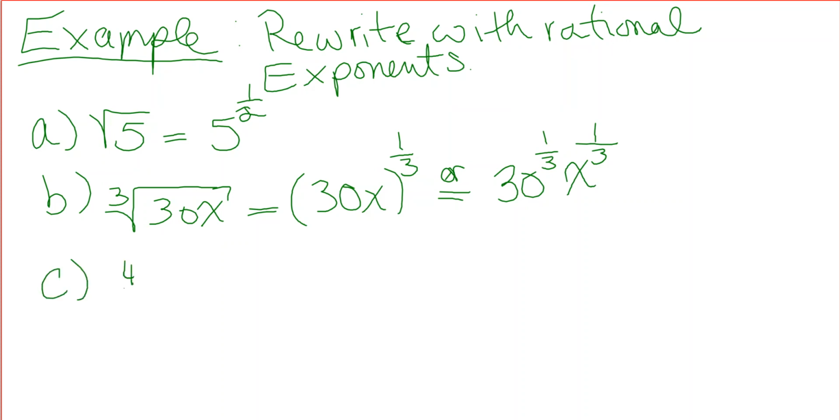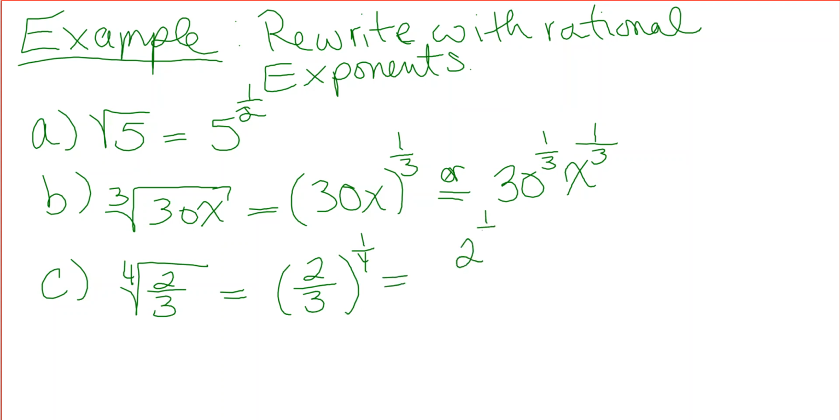Let's do another one. Let's say we have the fourth root of 2 over 3. So this is the same as 2 over 3 all to the 1/4 power, since the power of my root is a 4, and that's going to be the same as 2 to the 1/4 over 3 to the 1/4. Writing bigger has some advantages here, so you can easily see your 4s.